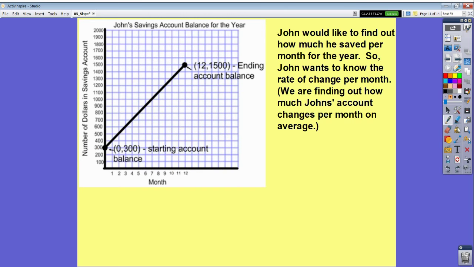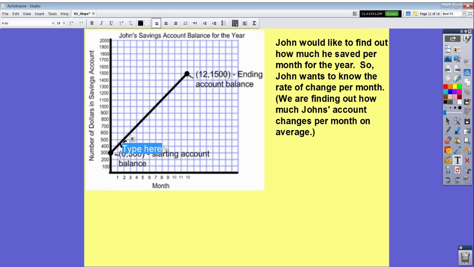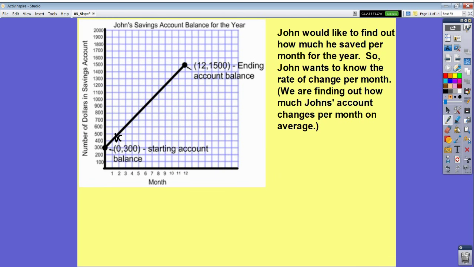In our next example, it's a little bit different setup, but we can still solve it. It said John would like to find out how much he saved per month for the year. So John wants to know the rate of change per month. We're just trying to find out how much John's account changes per month on average. On this one, they give us points. So we already know this is X1, Y1. We know this is X2, Y2. We're trying to find rate of change.